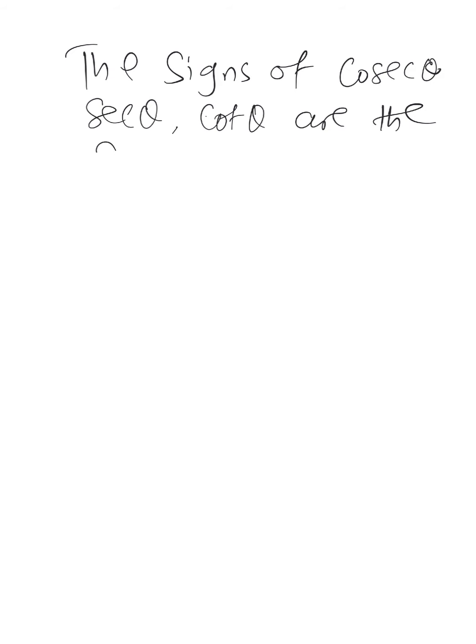Okay, so if sine is positive in the second quadrant, even cosec is going to be positive in the second quadrant. If tangent is negative in the second and the fourth quadrant, even cot is going to be the same.